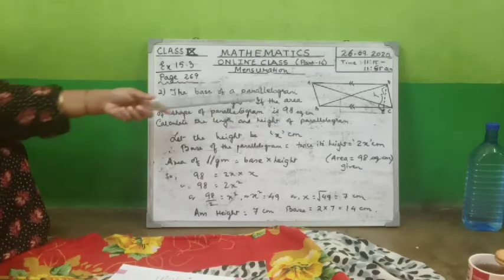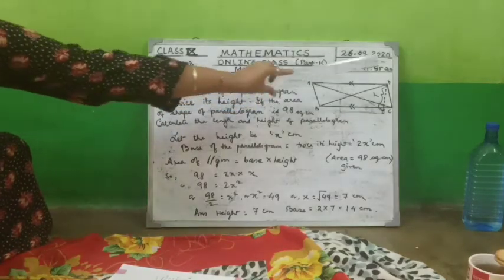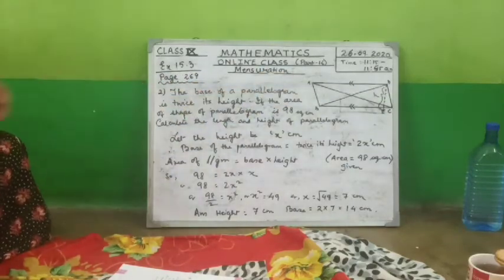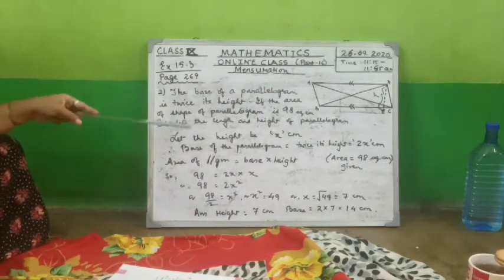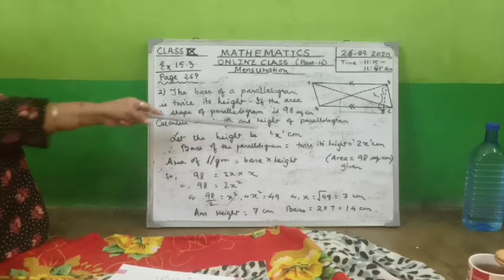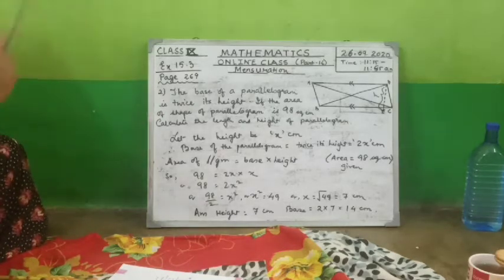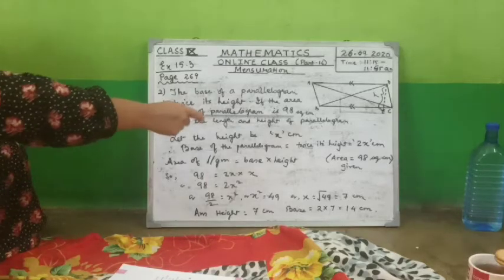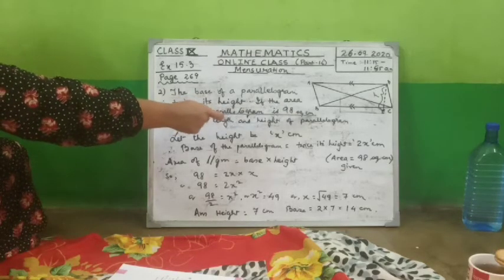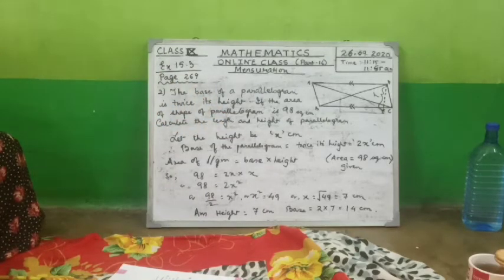The base of a parallelogram is twice its height. So the base of the parallelogram is twice the length of the height. And the area of the parallelogram is 98 square centimeter. Calculate the length and height of the parallelogram. So you see, the area of the parallelogram is being given to you. What is the area of the parallelogram? The area of the parallelogram is given as 98 square centimeter. Alright. Keep the units in mind. If it had been meter, the answer would have come in meter. Since it is given in centimeter, the answer will come in centimeter.